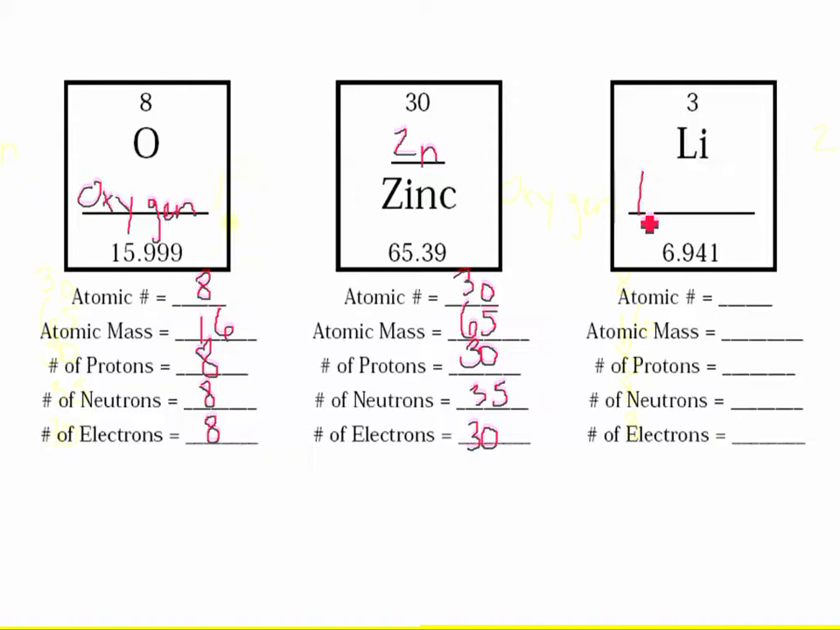Okay, so now that you've tried it, let's go ahead and check our answers. This element is the element lithium. The atomic number is 3, which also means that this is the number of protons and it's the number of electrons. The atomic mass, we're going to round that up to 7. So 7 minus 3 equals 4.